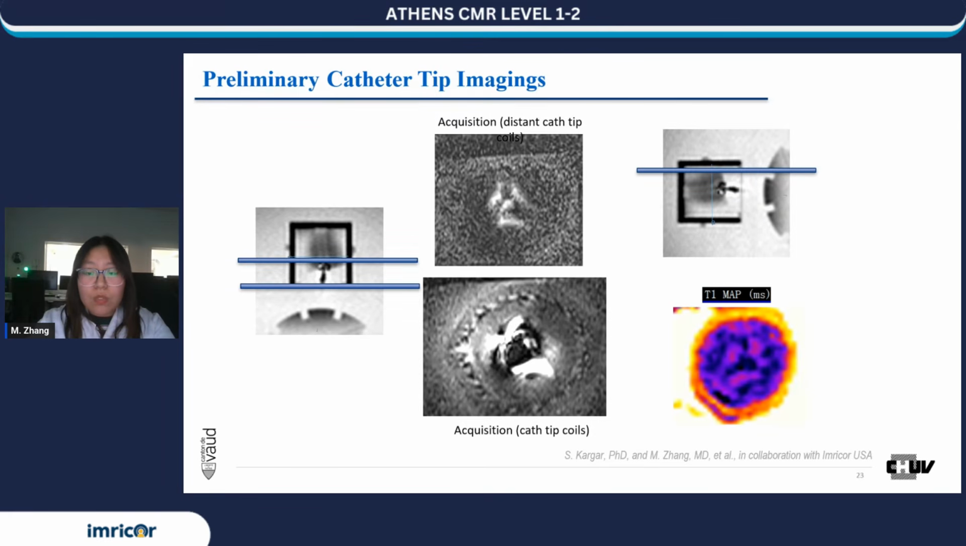Moreover, we can also acquire images from the lateral direction, as shown on the right. Finally, this setup also allows us to perform functional imaging, such as T1 mapping, as shown in the bottom right figure here.